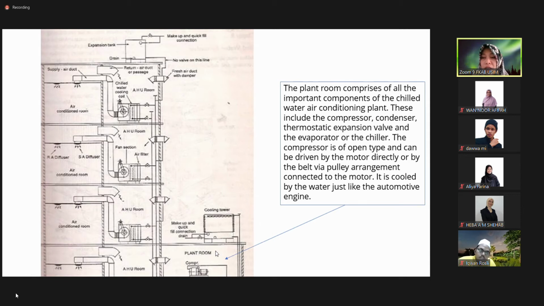Dalam sini adalah condenser dia, compressor dia, there are all the mechanical parts, the evaporator or chiller. So the compressor is of open type and can be driven by a motor directly or by a belt via pulley arrangement. Itu adalah mechanical side. But the architect needs to know they must have a room. If the architect is not providing a room, not designing a room, so your plant room is open. How come? Kan? So architect kena tahu.